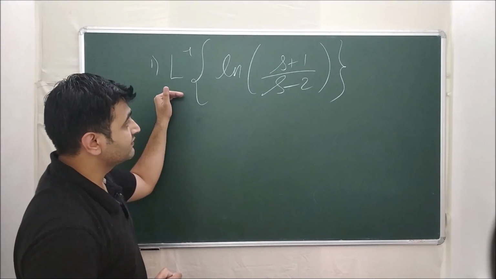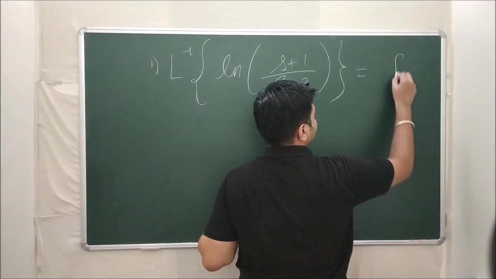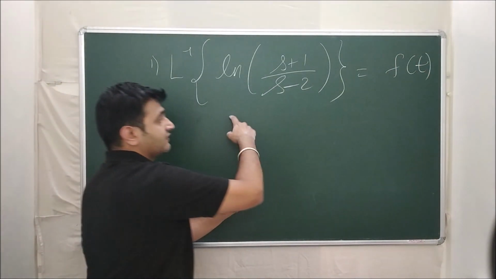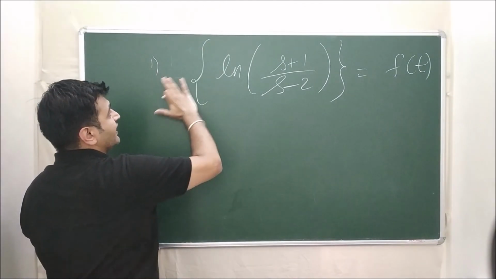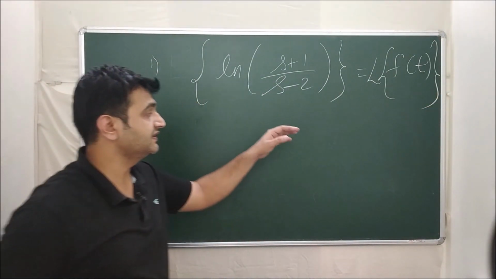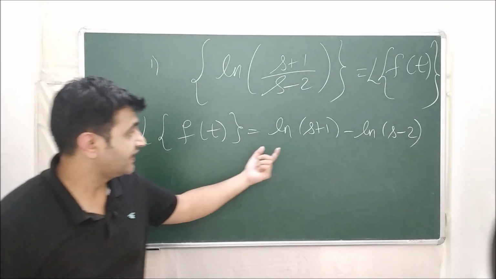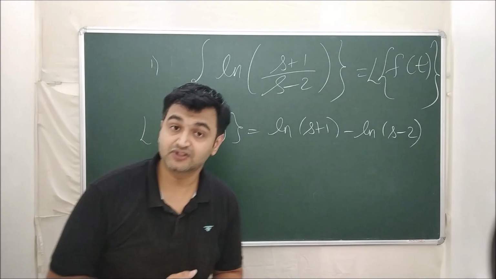Now, what is the Laplace inverse of ln of (s plus 1) upon (s minus 2)? Suppose the Laplace inverse of this quantity is f of t. I want to find a function whose Laplace is this quantity. That means Laplace of f of t is ln of (s plus 1) minus ln of (s minus 2).